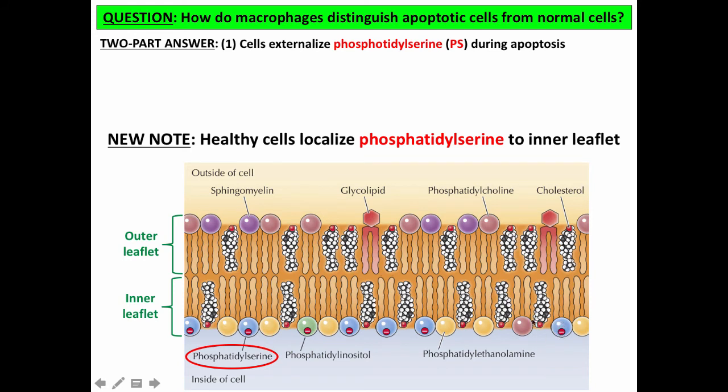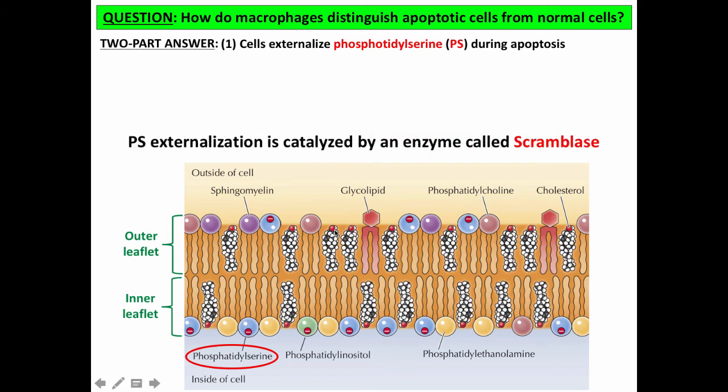The key is that cells will do this. They'll localize phosphatidylserine to the inner leaflet of the cell as long as the cell is healthy and not undergoing apoptosis. But like we said up here, when a cell undergoes apoptosis, one of the key things that it does is it will externalize the phosphatidylserine. What I mean by that is it's going to take the phosphatidylserine and swap it from the inner leaflet to the outer leaflet, which in turn puts it on the external side of the plasma membrane. Also, I just want to point out that cells have an enzyme that catalyzes phosphatidylserine externalization, and the name of that enzyme is scramblase. And so we're going to come back to scramblase and talk about how this is activated during apoptosis to carry out phosphatidylserine exposure.